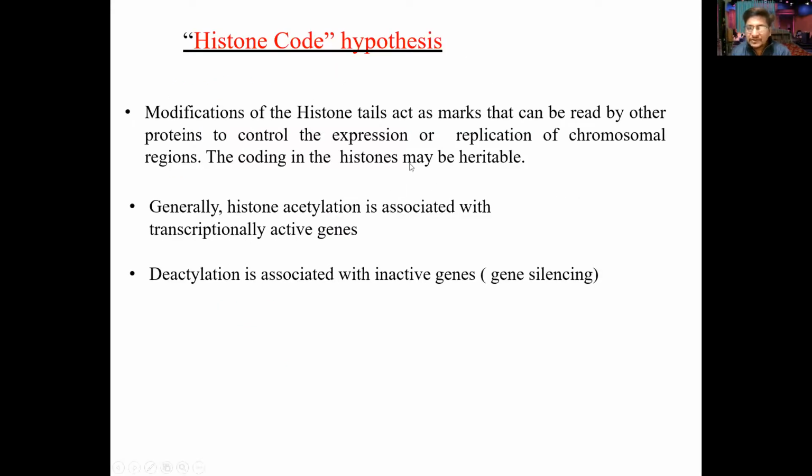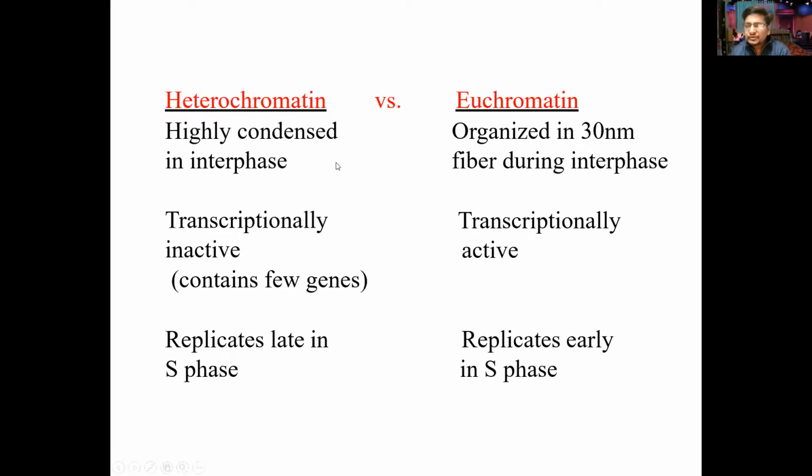Now, what exactly does this hypothesis mean? Just now I told you, it will let the gene know whether it is going to be expressed or not. So acetylation will take the gene to switch on, whereas deacetylation and methylation will lead to silencing of the gene. These are the two basic differences between the heterochromatin and the euchromatin region. Heterochromatin is not transcriptionally active and is a condensed region, whereas the euchromatin region is loosely organized, normally the chromosome in the 30 nanometer fiber during interphase, and very actively transcribed.